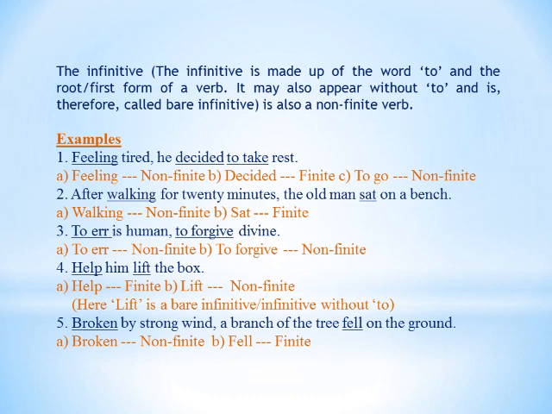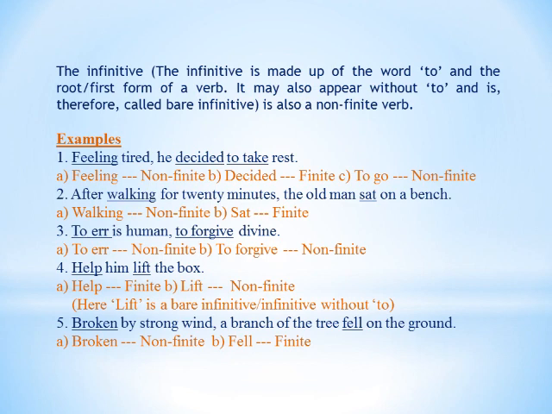Example sentence number 3. To err is human, to forgive divine. Here, to err is an infinitive and is therefore a non-finite verb. Likewise, to forgive is an infinitive and is therefore a non-finite verb. Example sentence number 4. Help him lift the box. Here, help is the first form of verb, so it is a finite verb, whereas lift is a bare infinitive and is therefore a non-finite verb.